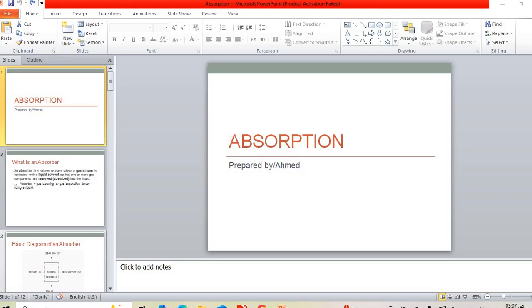Have you ever wondered how industries remove gases from exhaust streams, like carbon dioxide, carbon monoxide, sulfur dioxide? Today we're gonna break down one of the most important topics in chemical engineering, which is absorption. So let's get started. So what is an absorber?